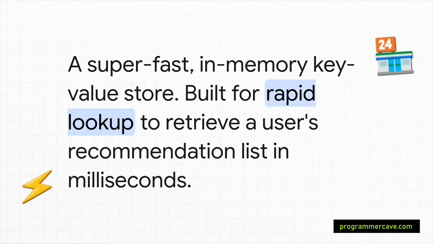And finally, for our online storefront, where speed is literally everything, we need a database that can fetch a user's recommendation list in just a few milliseconds. A super fast, in-memory database like Redis is the perfect tool for the job. It's all about rapid-fire lookups.